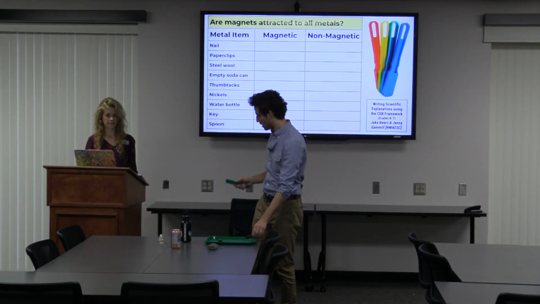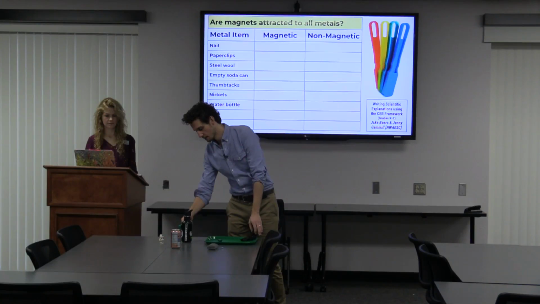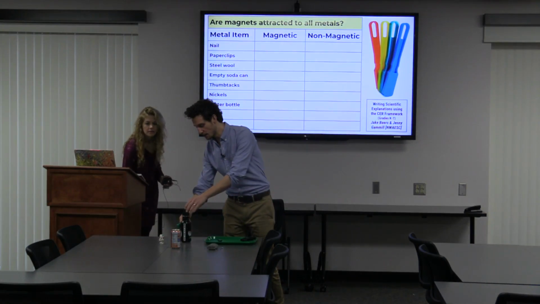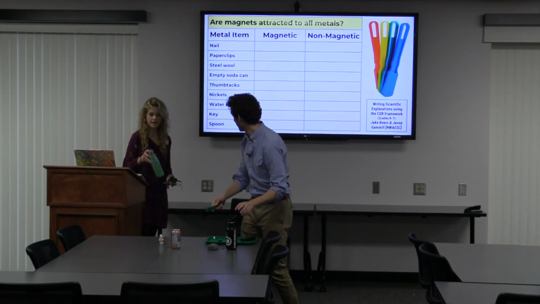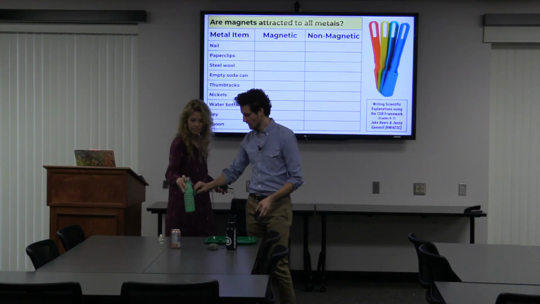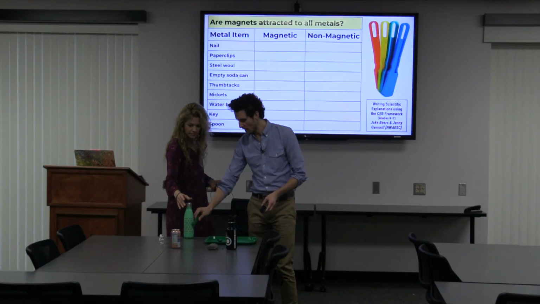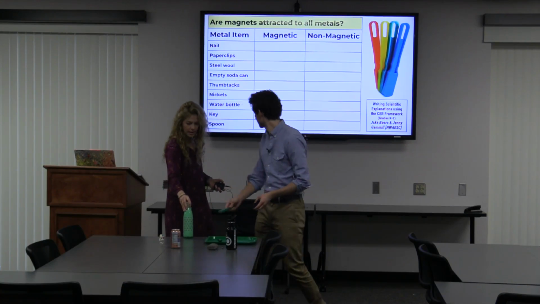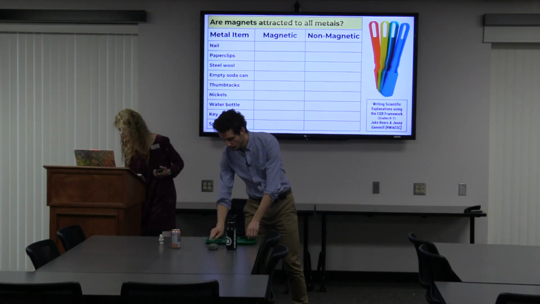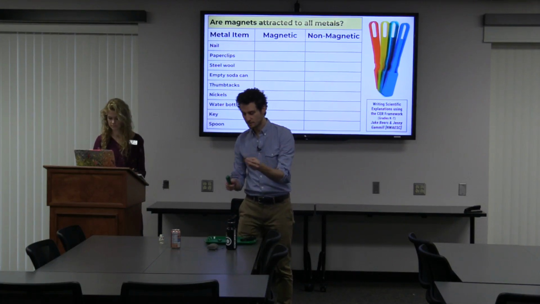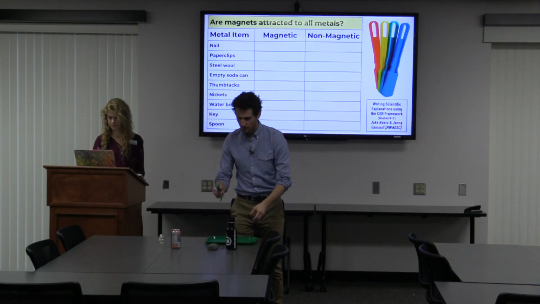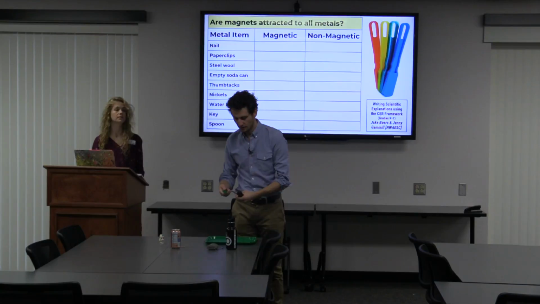We have a water bottle. I feel a little bit of magnetic attraction. It's hard, I can't pick it up. Same, yeah, you feel a little bit there. So I think it's magnetic. Okay, key. Key is non-magnetic. And then a spoon is magnetic.